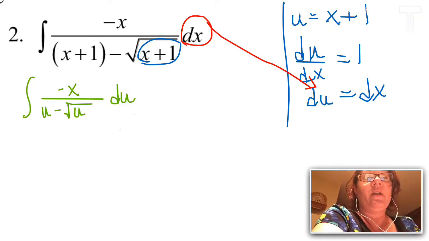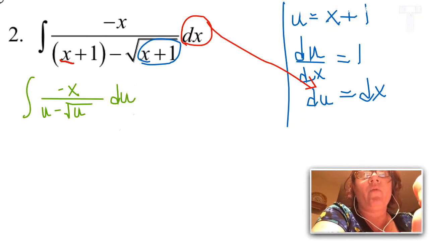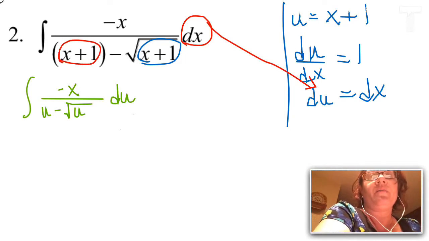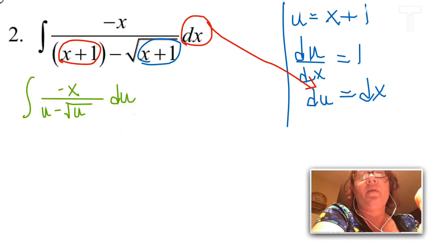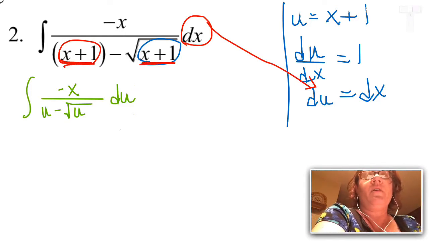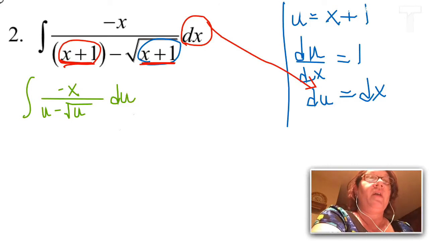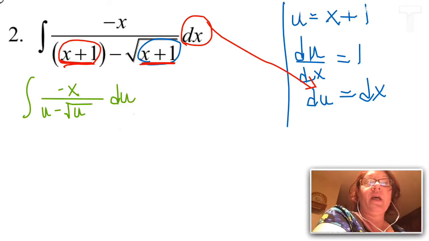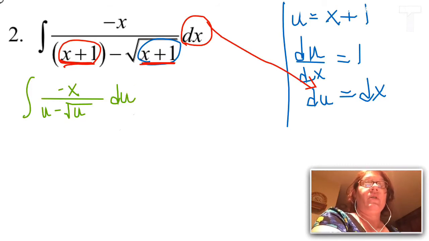And I bet you didn't even notice this little hocus pocus magic. Remember, I was letting u equal x plus 1. So that means I'm going to be replacing this and this, which is exactly what I did down here. And of course I put the du in for the dx. So the only issue that I have right now is, what's that x doing in there?